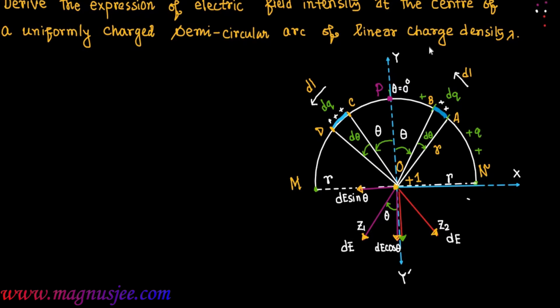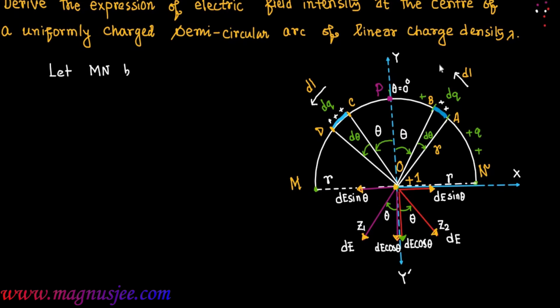The electric field intensity dE along OZ2 is resolved into two rectangular components. The rectangular component which is acting along negative y-axis is dE cos theta, and the other component is dE sin theta, which acts horizontally along the radius ON. That means this rectangular component dE sin theta acts along positive x-axis.